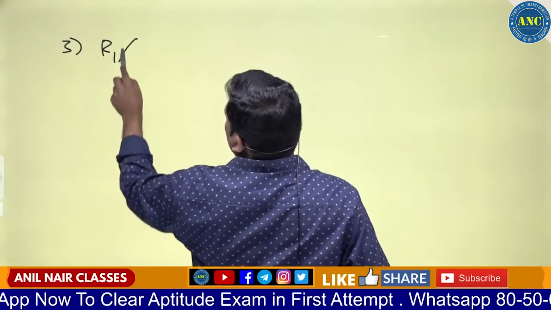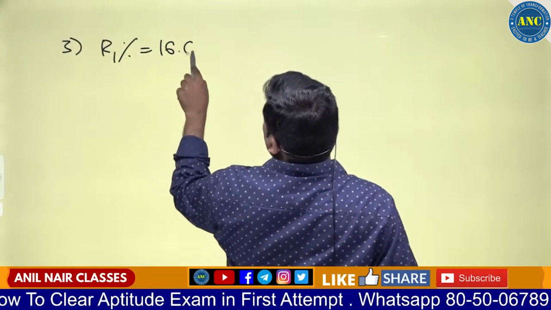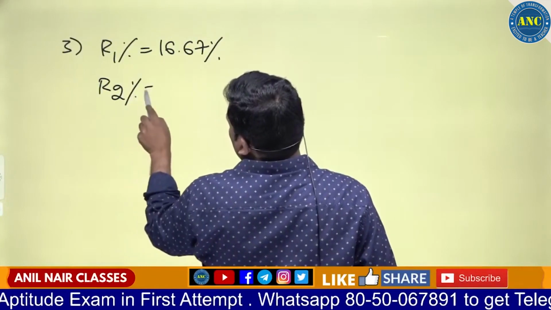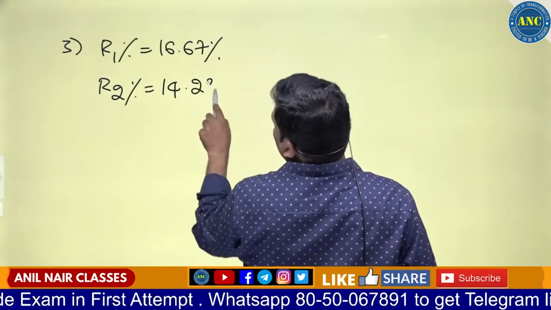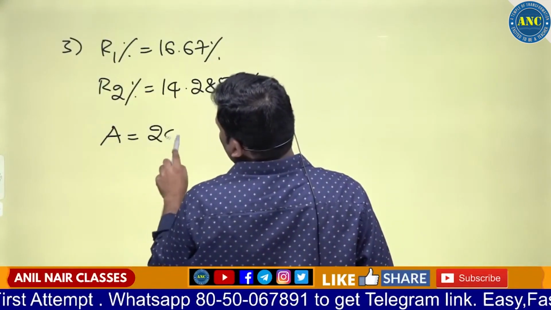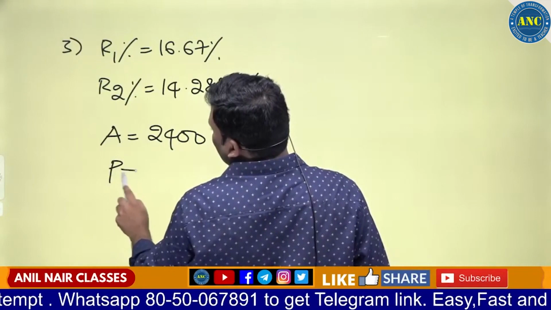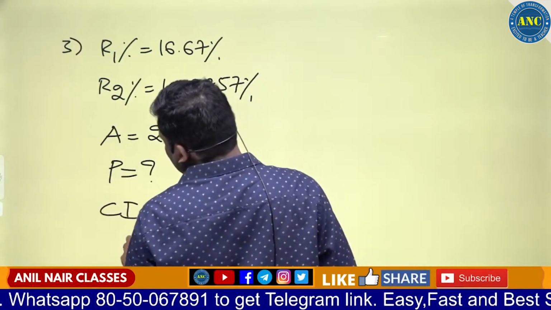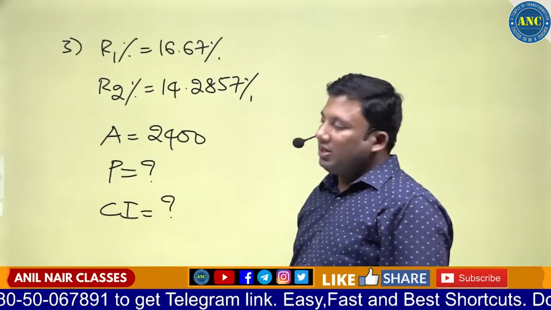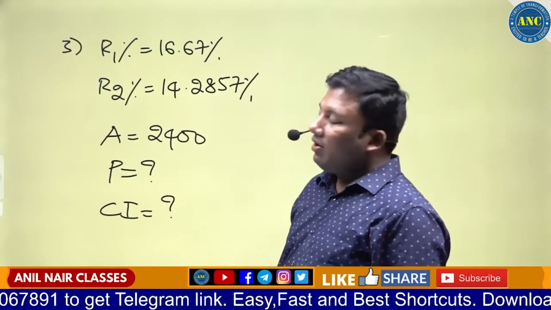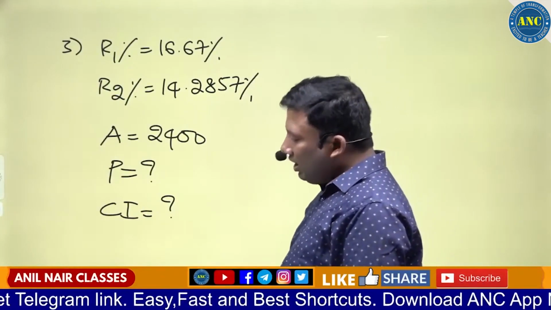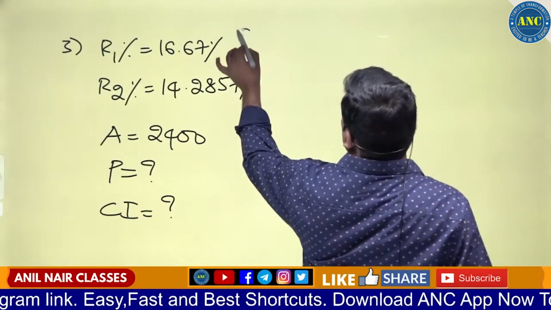Rate of interests are different. R1 is 16.67%, R2 percentage is 14.2857%. Amount is 2400. Find the principal and find the compound interest. First rate of interest is 16.67, second rate of interest is 14.2857. Amount is 2400. P is how much and CI is how much?